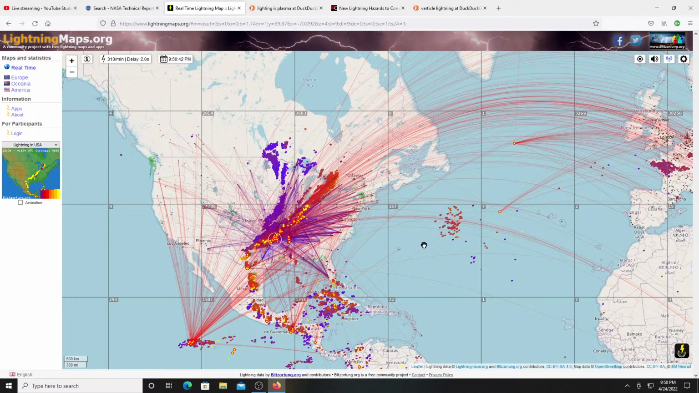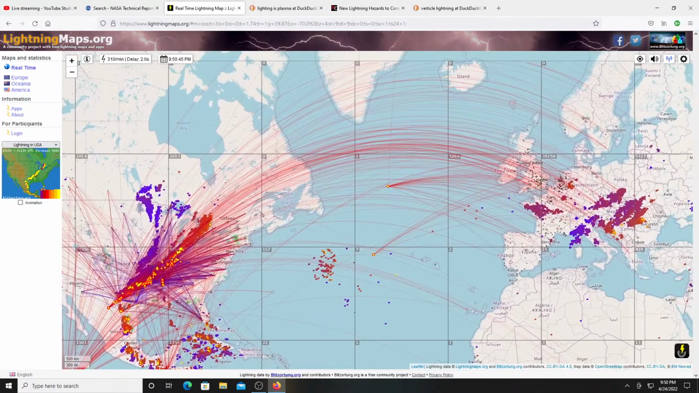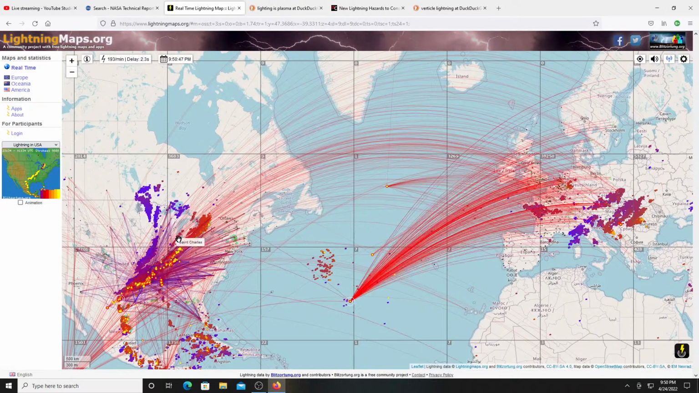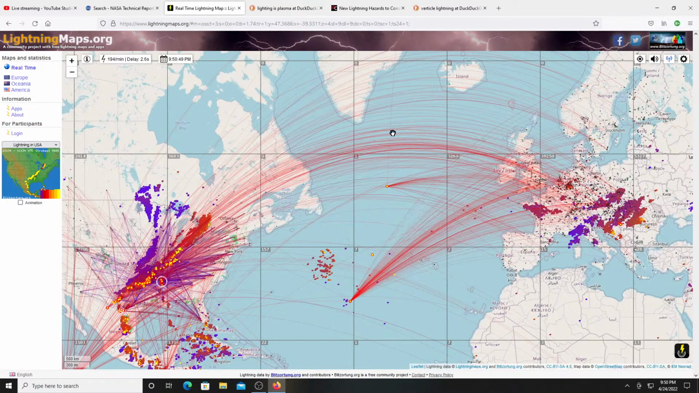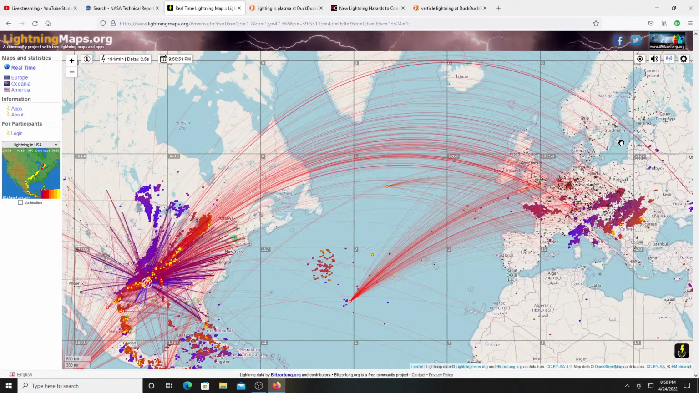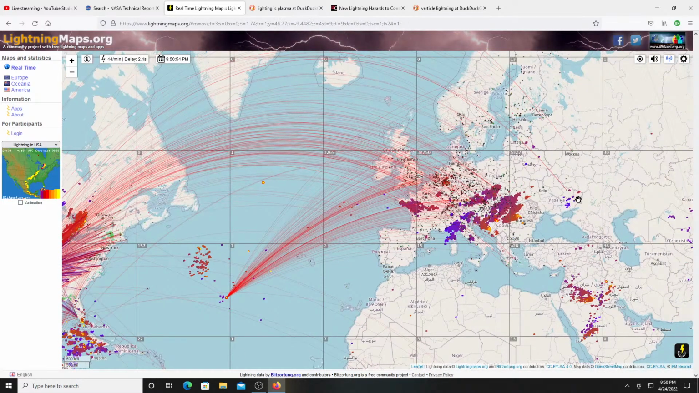So I'm just trying to figure out how that lightning can go all the way across the Atlantic Ocean and end up over here near Stockholm, or end up all the way over here to whatever this is right here. How can it go that much distance? Yes, you all. How can it do it?